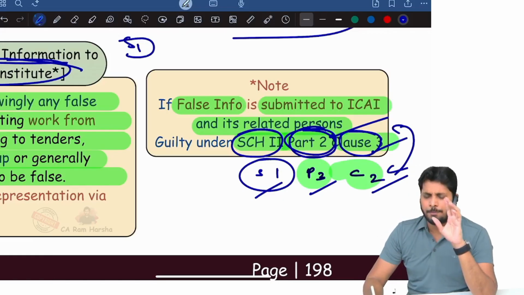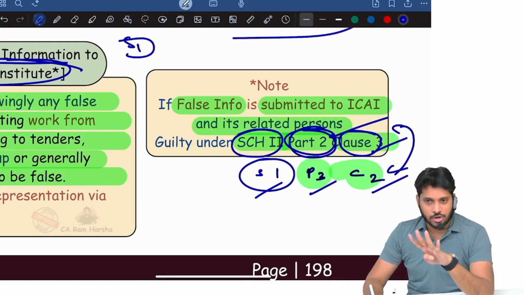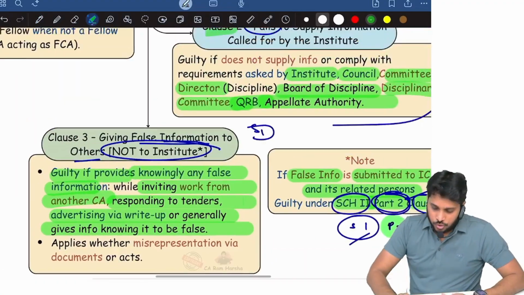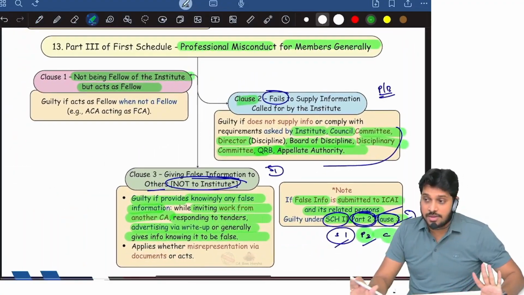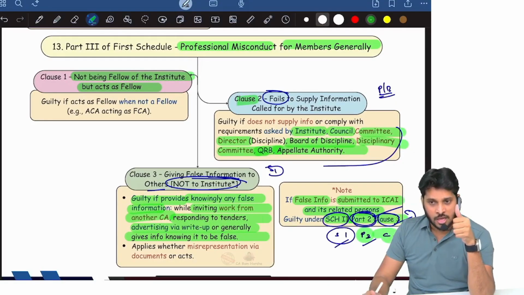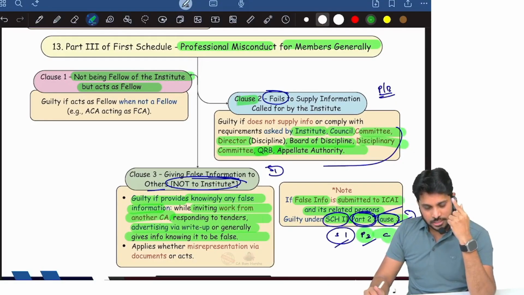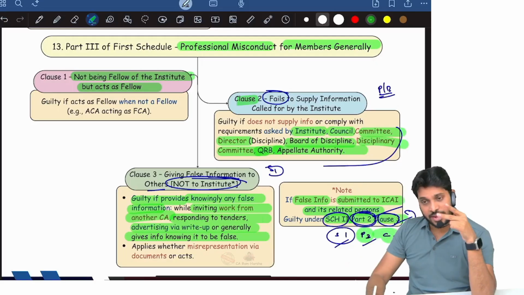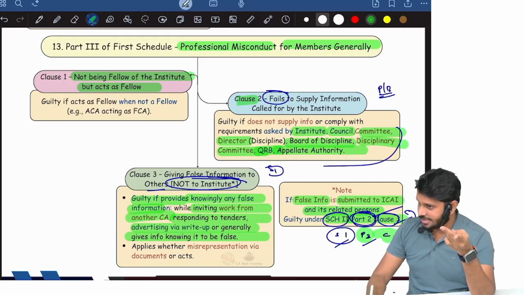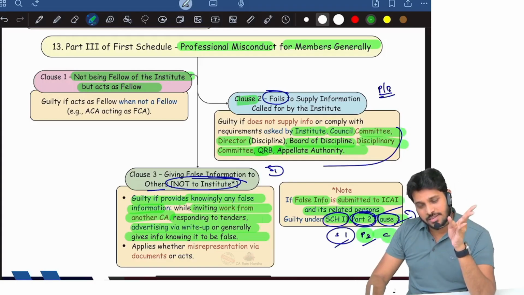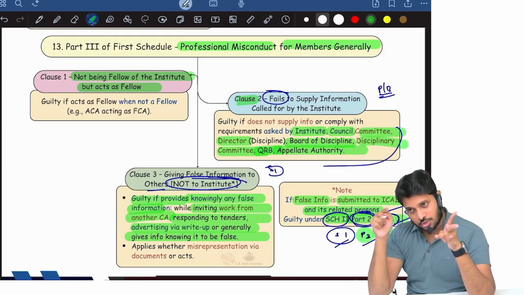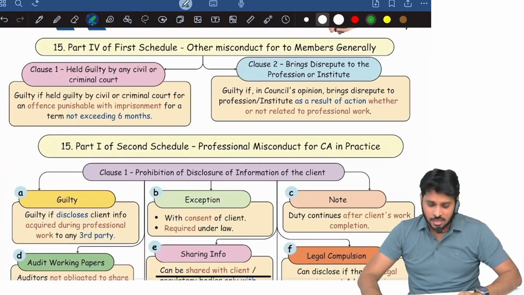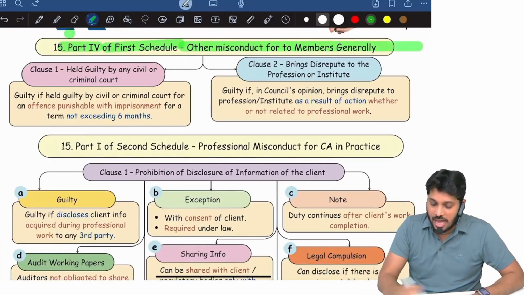In schedule 2, part 2, we have 4 clauses in total. We'll do that with mind mapping. Next, that's it regarding part number 3, first schedule. Totally 3 clauses. Clause 1: not a fellow of the institute but acting as a fellow. Clause number 2: not providing information to ICAI or related persons. Clause number 3: providing false information to others but not ICAI. Yes or no? If you are providing false information to ICAI, it is part number 2, clause number 3, schedule number 2. Clear? Next, finally part number 4, first schedule, other misconduct.